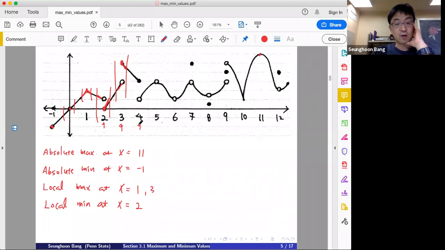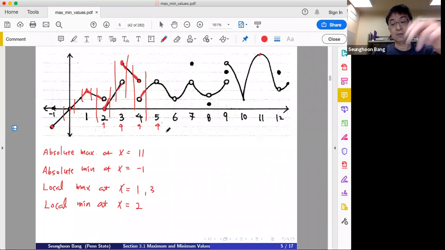What is 4? Local maximum, local minimum, or neither? Local minimum? You think about it. Is this function value a local minimum? No. Here is the lowest point, so it's not a local minimum. Local maximum? No. The highest point is here. So nothing. Neither. Yeah, neither.